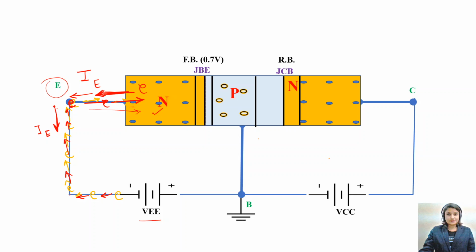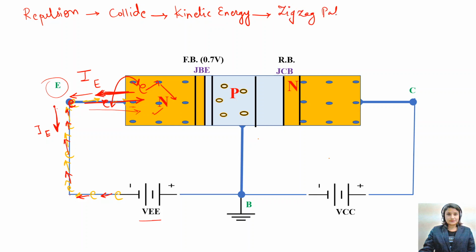So the electrons in the N-type semiconductor and the electrons coming from the battery will experience a force of repulsion. Because of repulsion, they will collide with one another. Because of collision, they gain kinetic energy, and these electrons will be moving in a zigzag path. They get set in motion and follow some zigzag path. So this motion constitutes your emitter current.